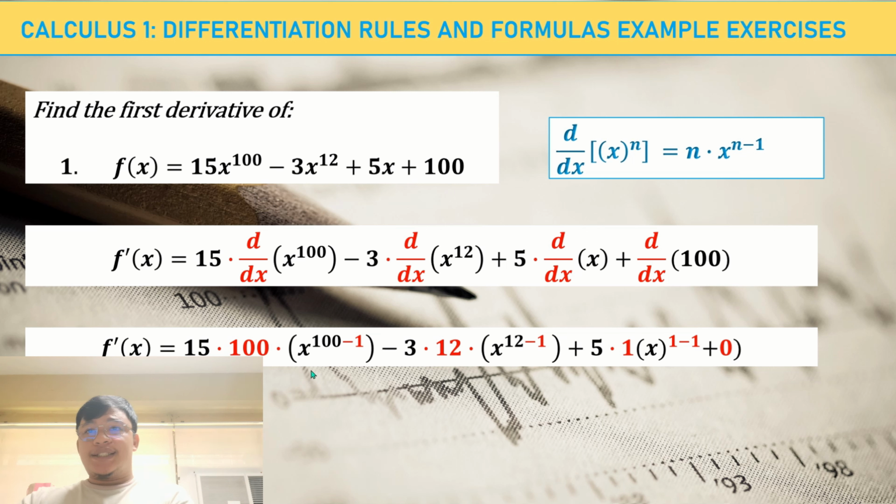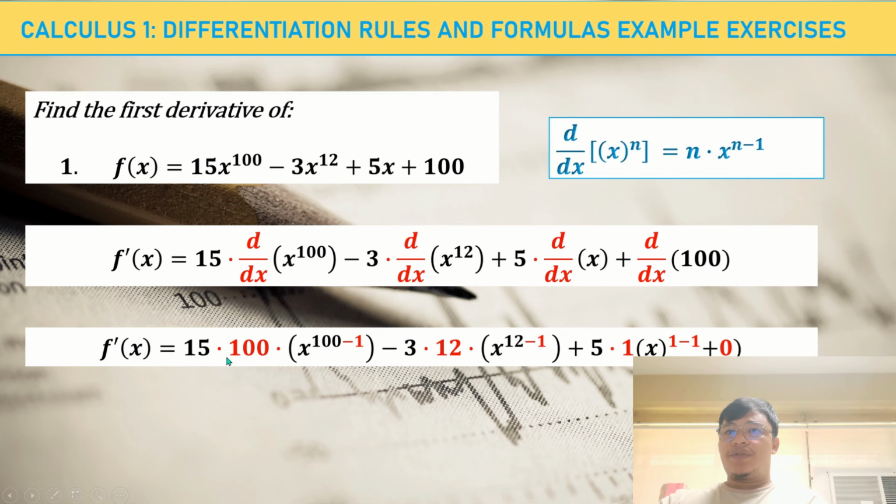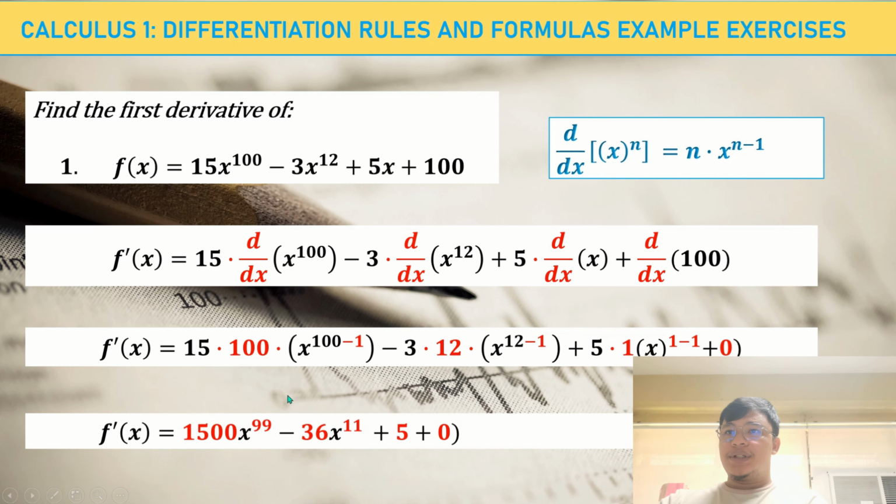Okay, excellent. So now let's simplify this one. 15 times 100 is equal to 1,500. And then x raised to the power of 100 minus 1, that's x raised to the power of 99. And then 3 times 12 is equal to 36. Then x raised to the power of 12 minus 1, so that's x raised to the power of 11. And then 5 times 1 times x raised to the power of 0. Take note, any number raised to the power of 0 is always equal to 1. So that means that is equal to 5 times 1.